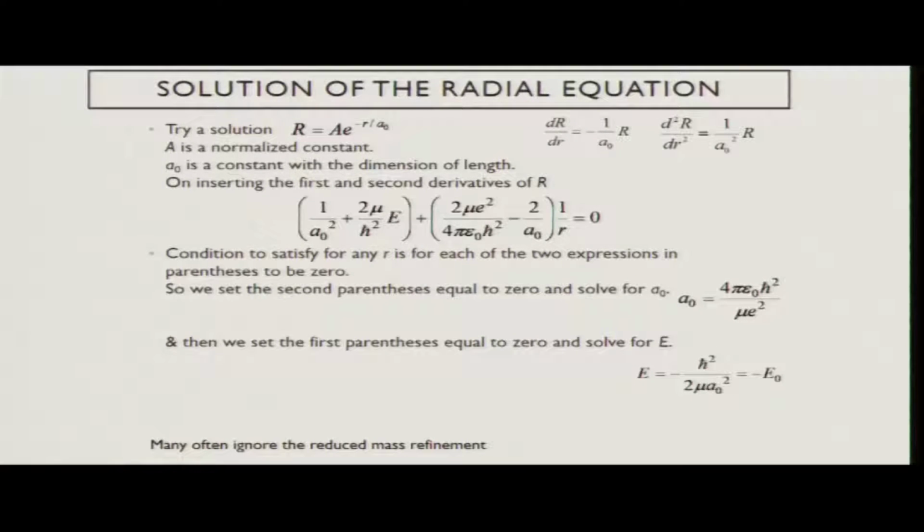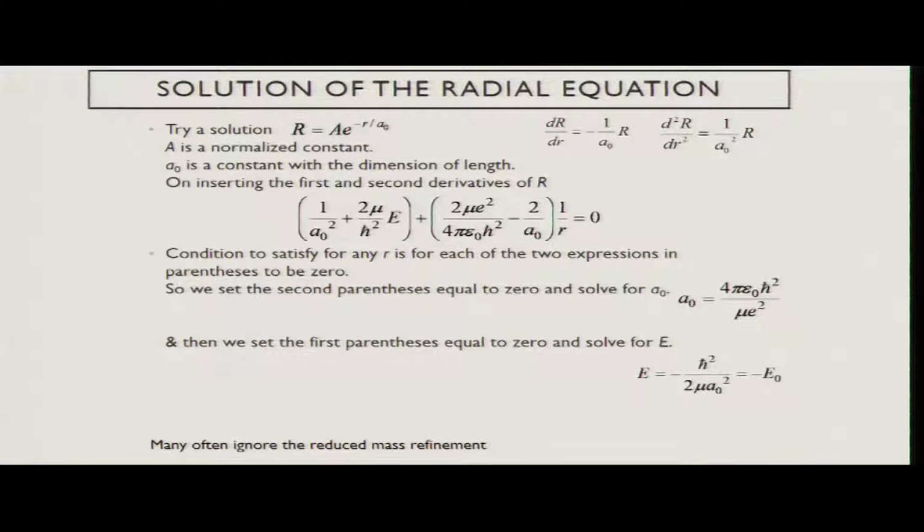We can then try a solution of the form A times the exponential of minus r over a naught. A is the normalization constant, and a0 is a constant with the dimension of length. On inserting the first and the second derivative with respect to r, we are able to make the expression look much better, and given the condition to satisfy for any r, each of the two expressions in parentheses must be 0.